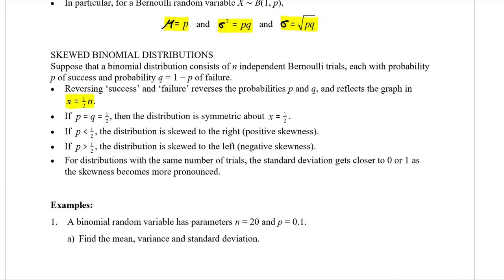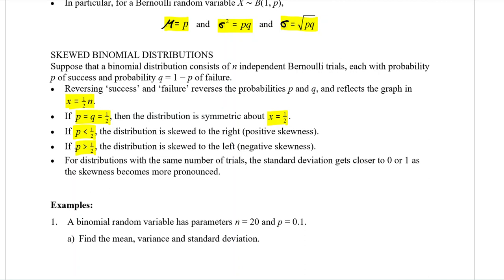If p and q are equal to each other, meaning they have to be equal to a half, the distribution is perfectly symmetrical about the point where x is equal to half n. If p is less than a half, it's skewed to the right. If it is greater than a half, it's skewed to the left. For distributions with the same number of trials, the standard deviation gets closer to 0 as the skewness becomes more pronounced. That's all the theory part.